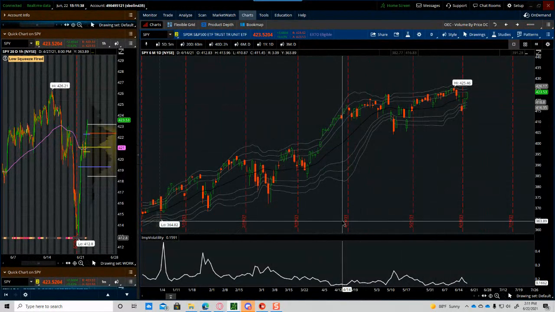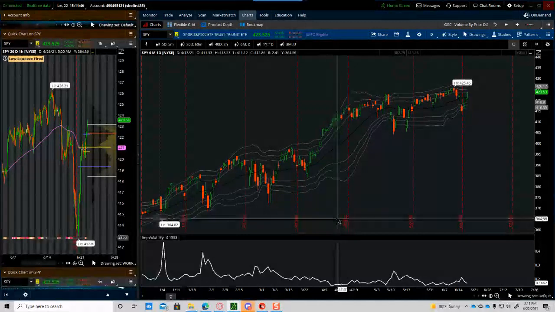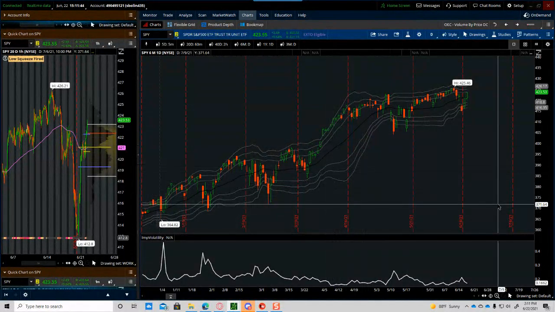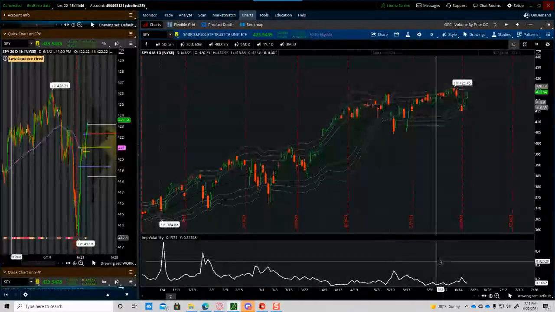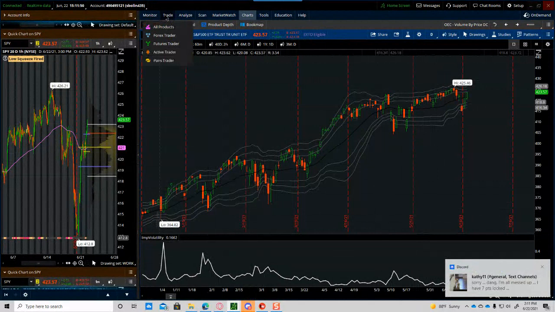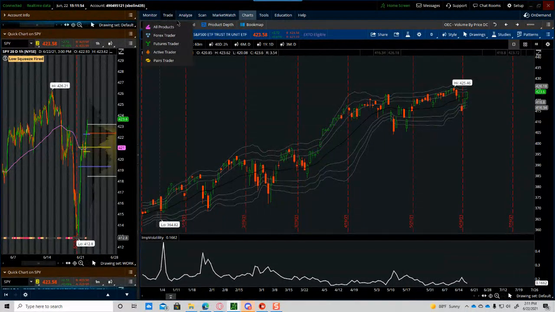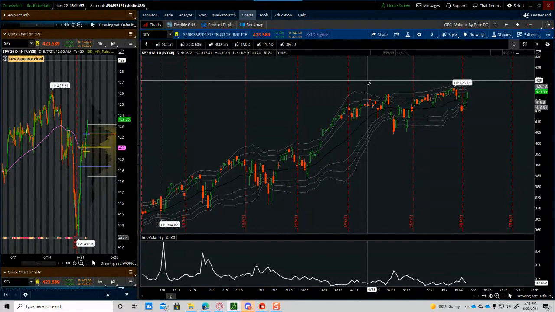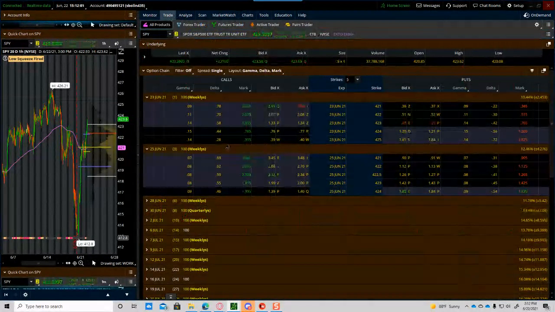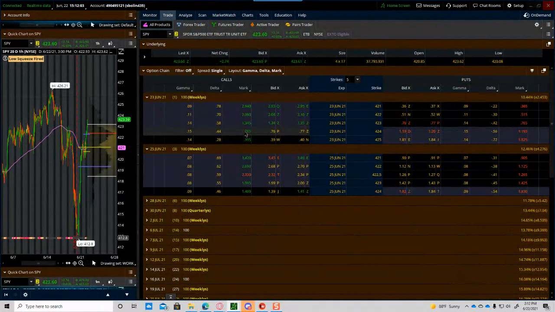There are so many ways to trade probability-based trades, and using any kind of cone of probability or implied volatility, historical volatility, all of those are using a probability-based trade style. Anything that calculates POP is using a probability-based style. So you've got probability of touch, you've got probability of being profitable.